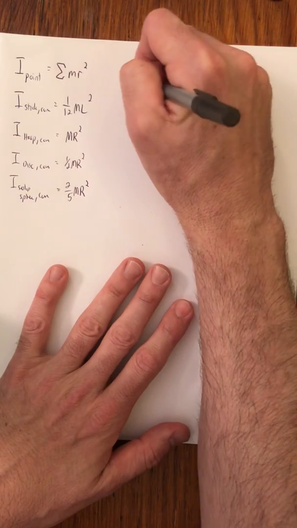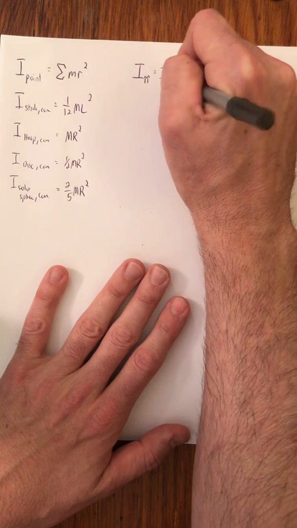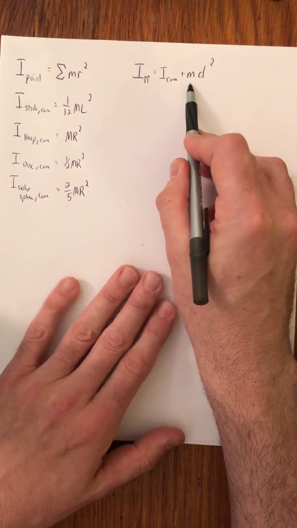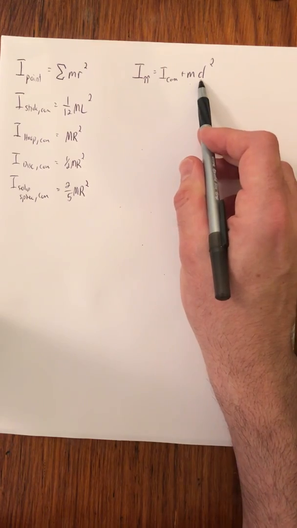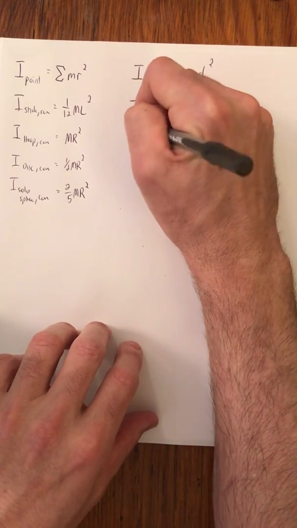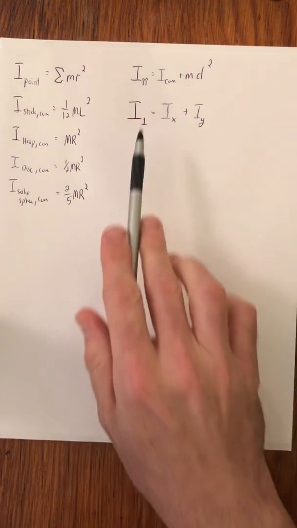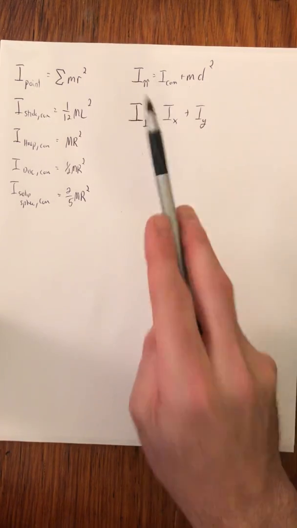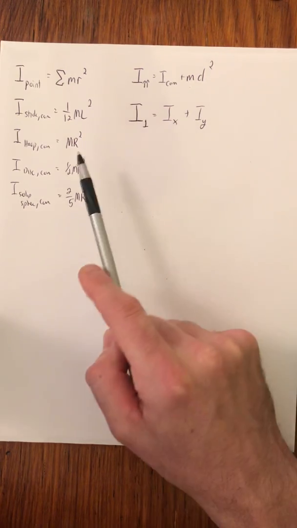We also had the parallel axis theorem. I through a parallel axis is equal to I_COM plus md squared, where m is the mass of whatever you're applying the parallel axis theorem to, and d is the distance between those two parallel axes. And then we had I perpendicular is equal to Ix plus Iy, and that was the perpendicular axis theorem. Sometimes this is called Iz, which is the moment of inertia through the plane of the rotating figure, and these are two axes that are perpendicular and in the plane of the rotating figure.